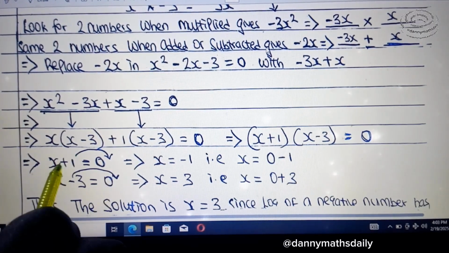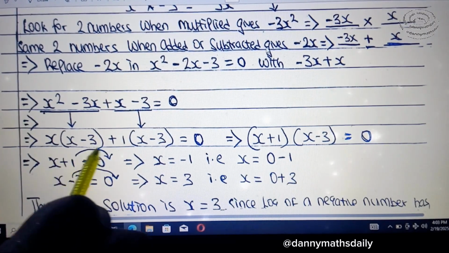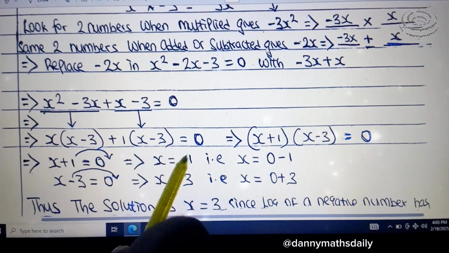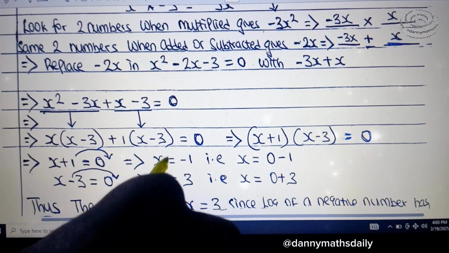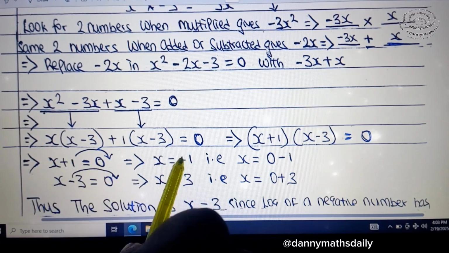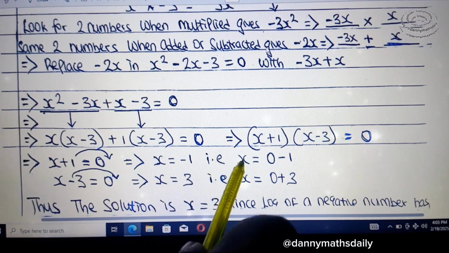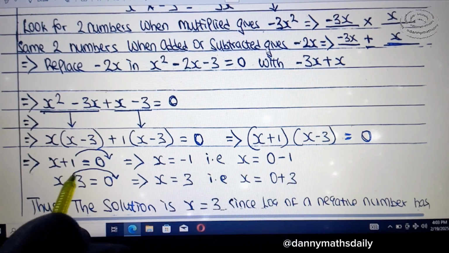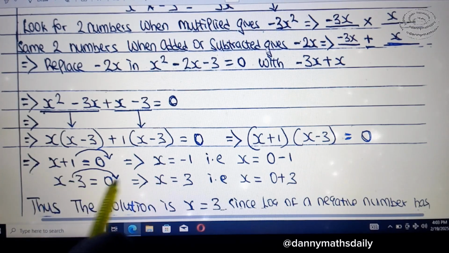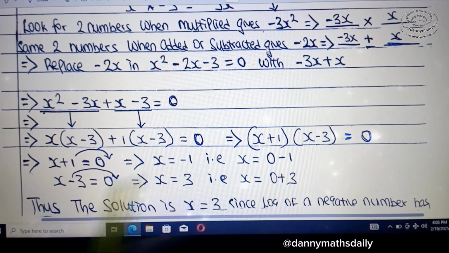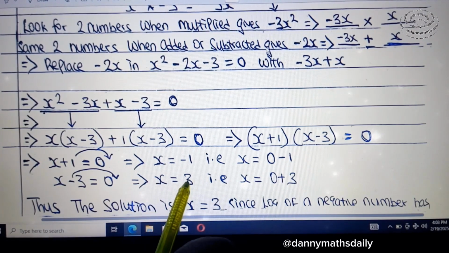Do you understand? So this 1 coming over here becomes minus, because we want x to stand alone, so to be x equal to something. So 1 coming here becomes what? Minus, right? So that is x equal to 0 minus 1. Do you understand? Then this minus 3 coming over here becomes x equal to what? 0 plus 3, because the sign will change. So x equal to 3, right?